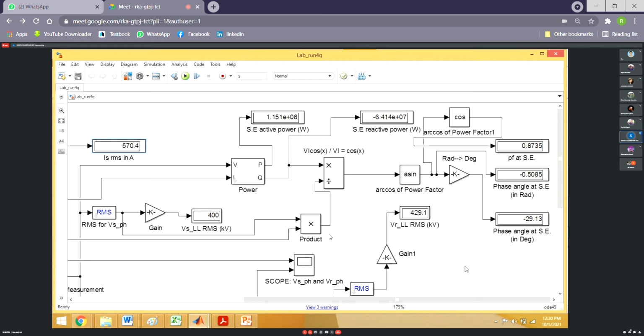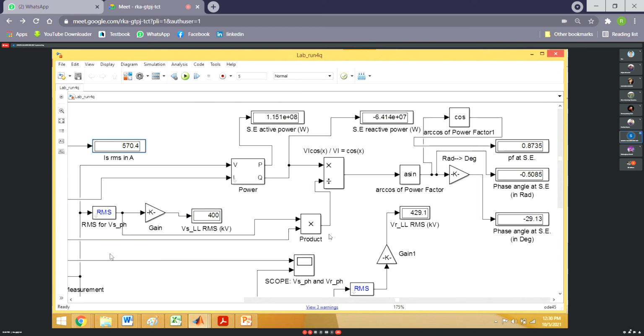Sending end active power is 1.151 × 10^8 watt. Reactive power is minus 6.414 × 10^7 var. And power factor is 0.8735 leading. Power angle is minus 29.13. Minus does not mean lagging here, because in power systems the lagging power factor angle is seen as positive.